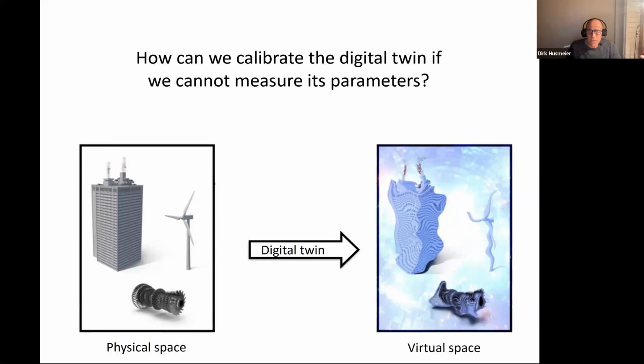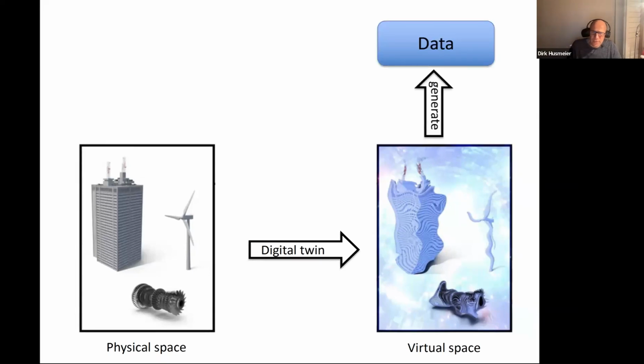So the question then is, how can we calibrate the digital twin if we cannot measure its parameters? Well, the idea is illustrated here. We can simulate data from our digital twins, quantities of interest for which the digital twin has been designed in the first place. And you can also measure or observe the same quantities of interest in the physical space.